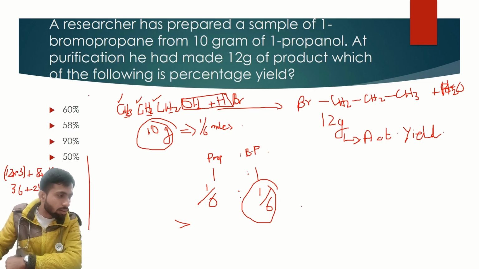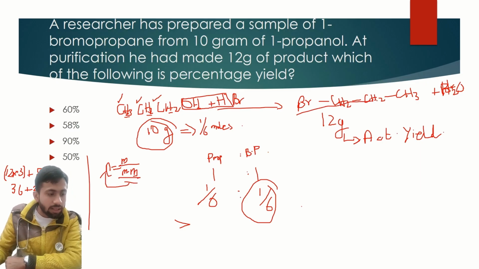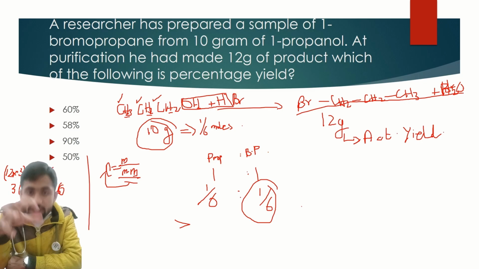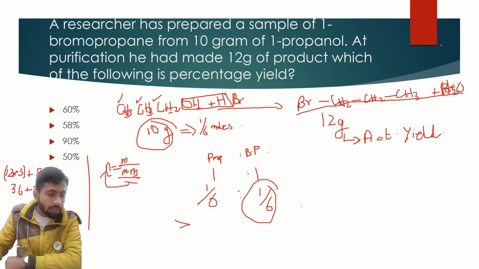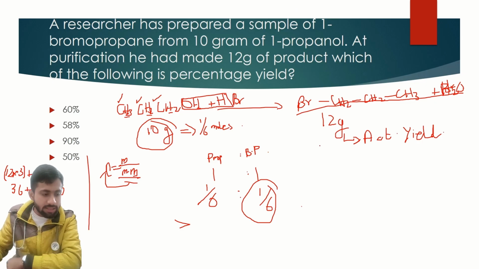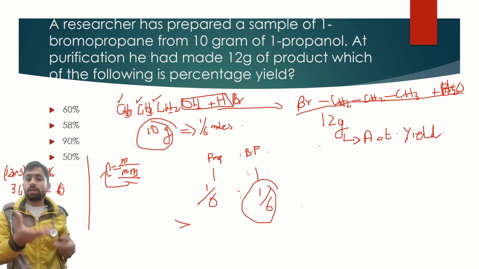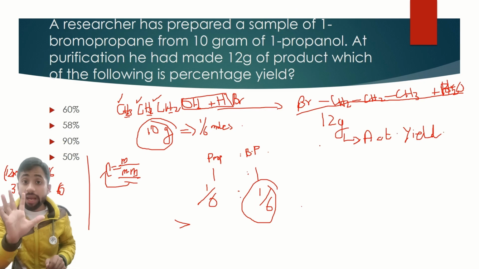How? Moles is equal to mass in gram divided by molar mass. You need to find this molar mass and multiply it with moles in order to find the mass in gram that is actually produced of 1 bromopropane. Okay, let's find out the molar mass. For bromine, single bromine, it's 80. We have learned another molar mass. 80 for bromine.